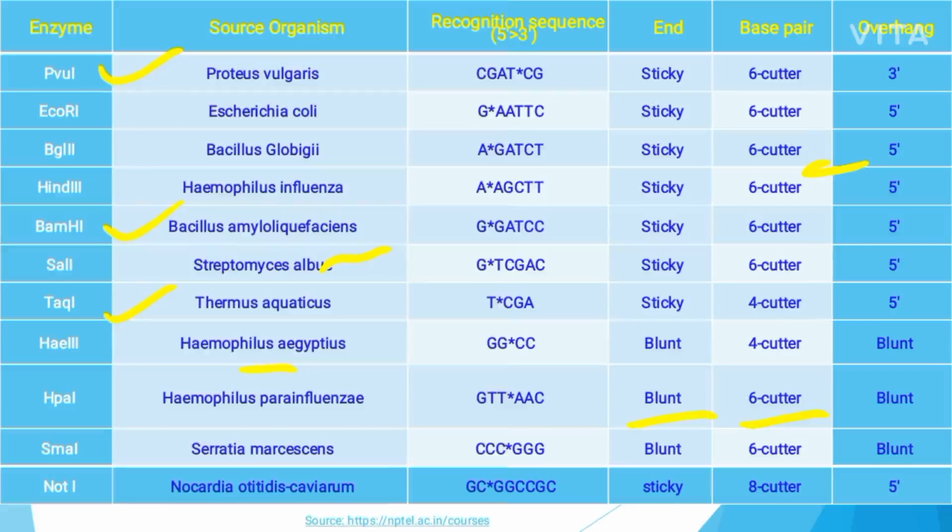And the last one is from Nocardia. We have said that restriction enzymes are most commonly seen in bacteria, and rarely they are seen in certain fungi, like this Nocardia, which is a fungus. The restriction enzyme is NotI. It is able to recognize an 8 base pair sequence. It's an 8 base cutter and is producing sticky ends with 5' overhangs.